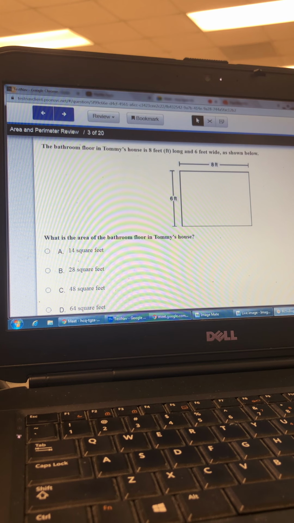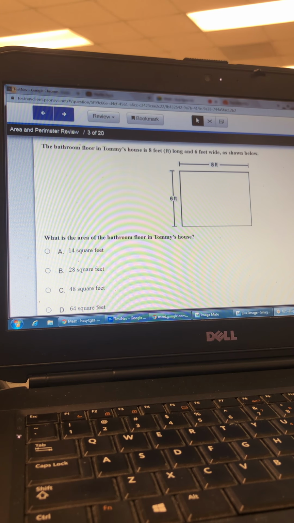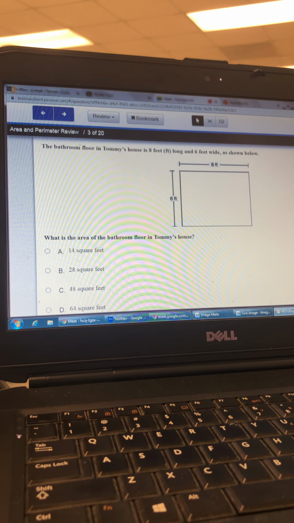Perimeters, if we did there yet in those questions. Why is there such a mess on your floor around your desk?